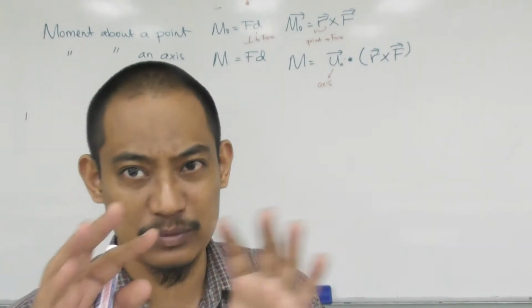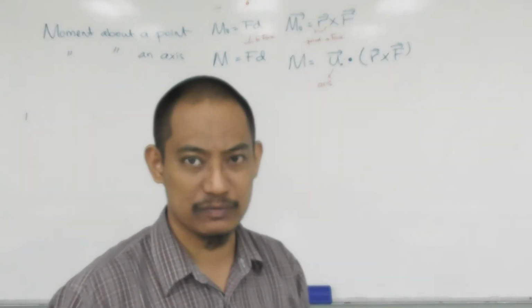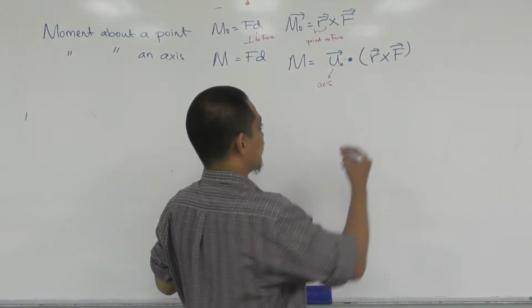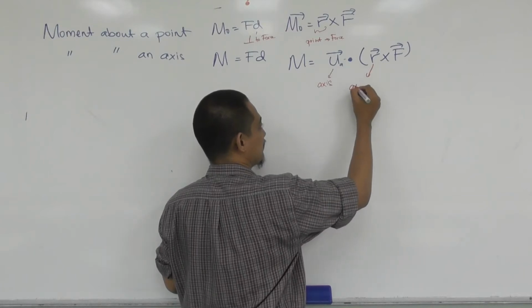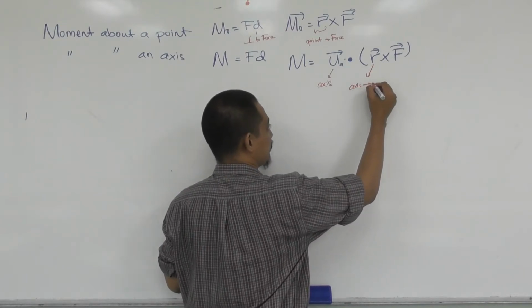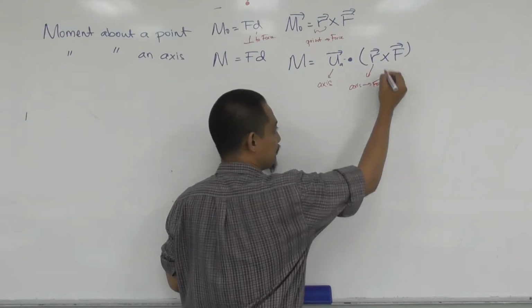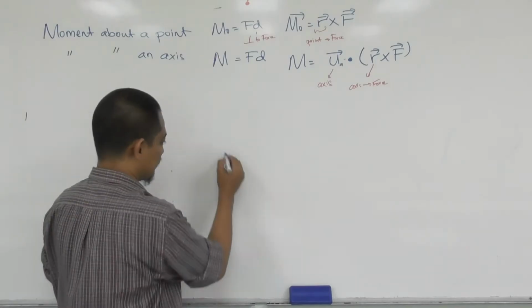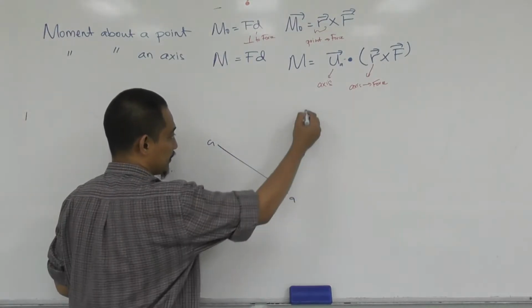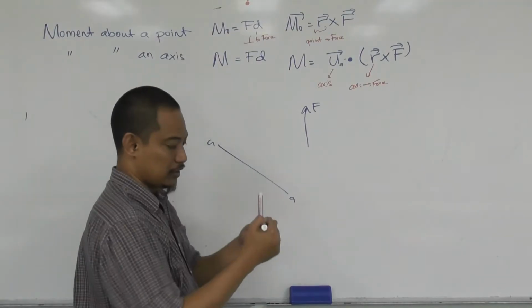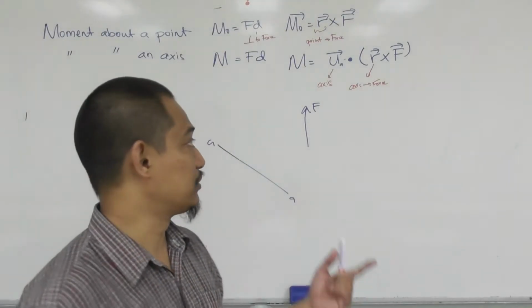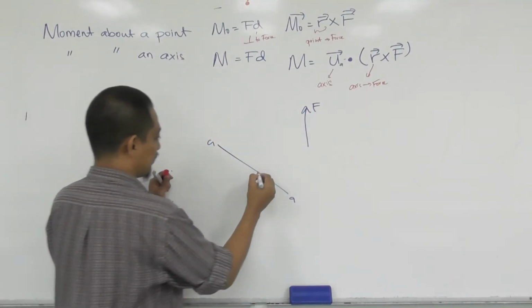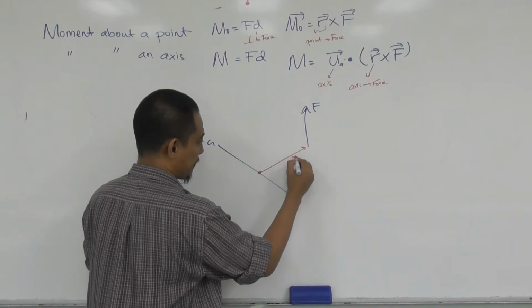Okay, the zoom focusing is problematic for the camera. Hopefully you can see. Alright, so this is about an axis. R is from the axis to a point on the force, and F is the force, right? So meaning that if you have a certain axis, say this is an axis, and then you have a force. So R, based on this equation, is from axis to point to force. So from axis to force, for example.